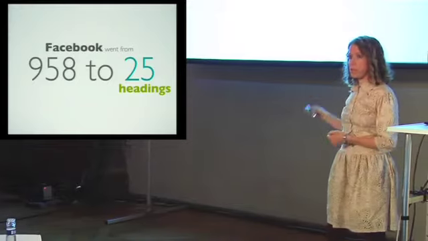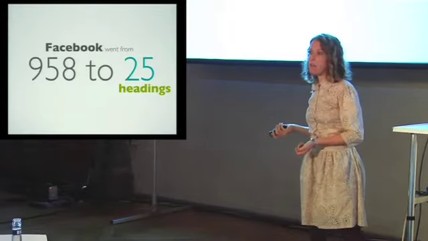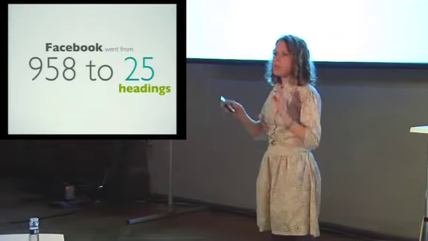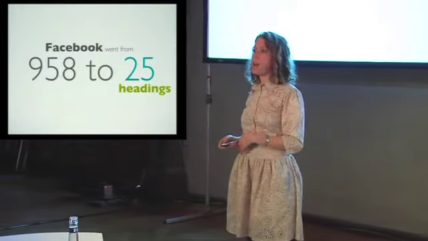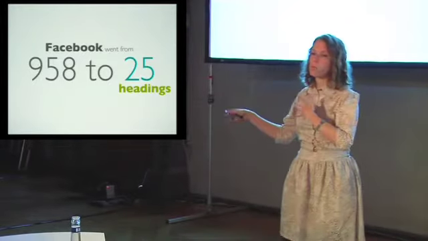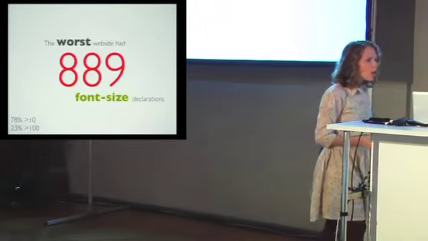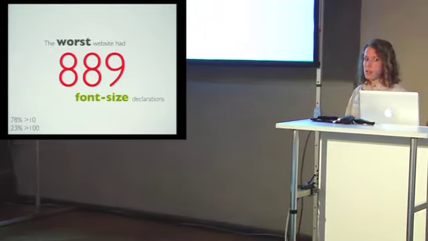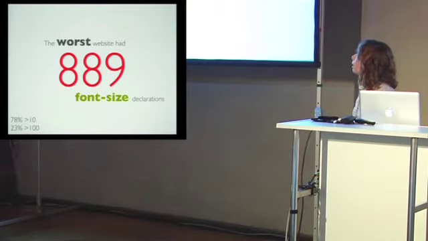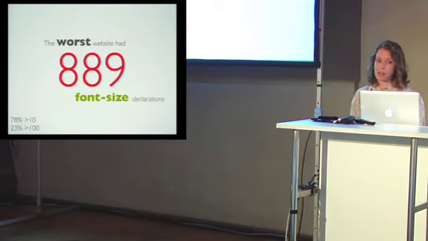After we redid their style sheets, it was down to 25. So yeah, that's larger than the absolute number of 7 that we think we should have, but it's still so much better than where sites are starting from currently. So the worst site in the Alexa Top 1000 had 889 font size declarations.